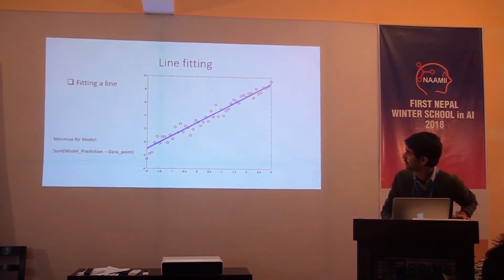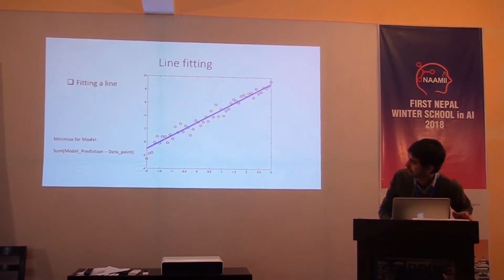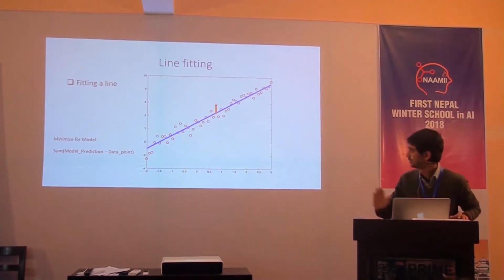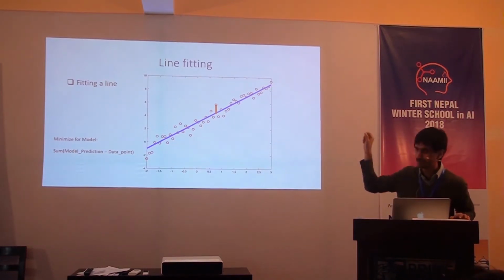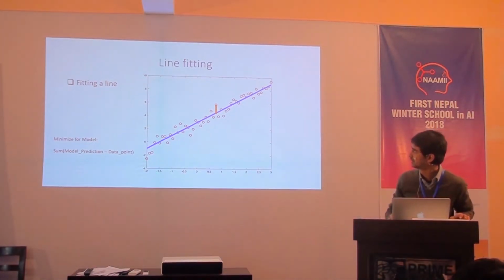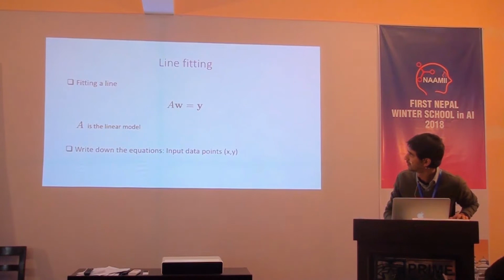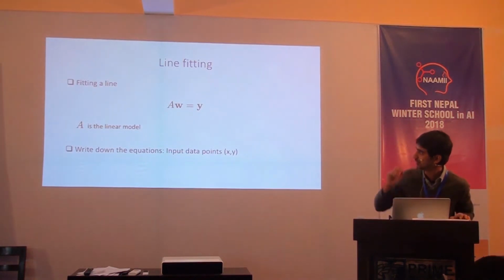And let's say you minimize for the model. You sum all the model predictions minus the data point, squared. So there's a square missing. So these are the errors you are minimizing. The vertical distance is the error from the predicted line point. So the line is the predicted point, and the data point is the red one. So something like this.